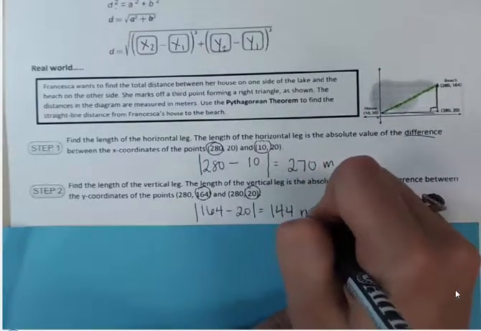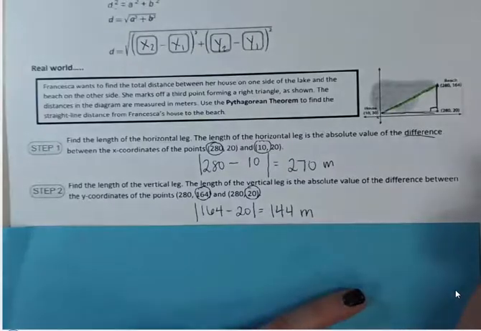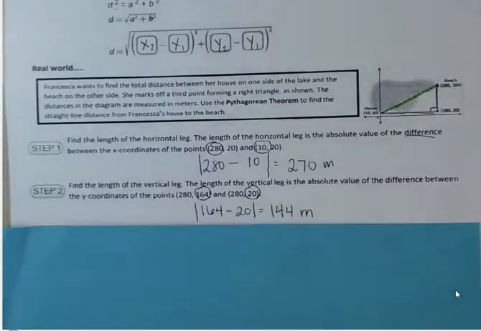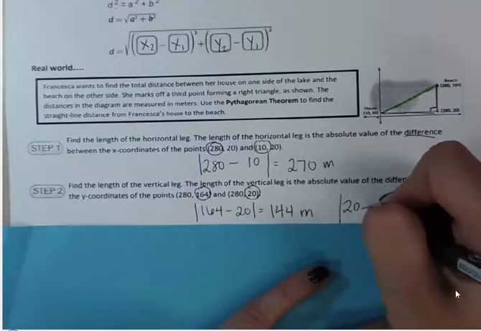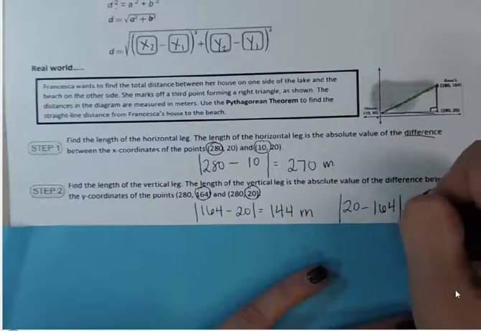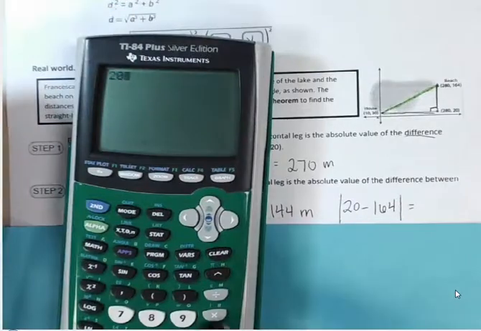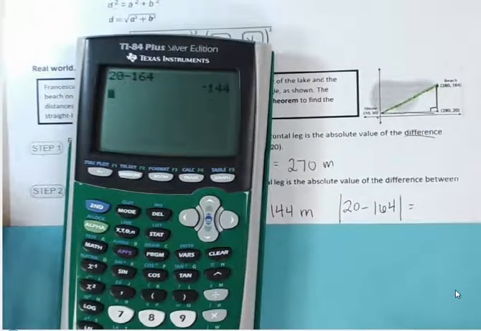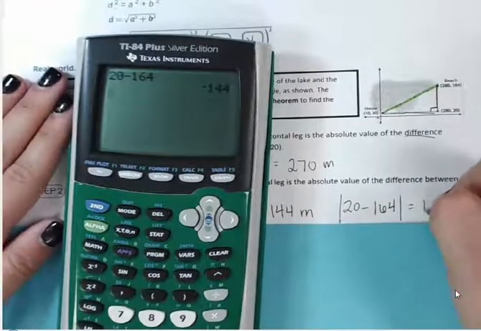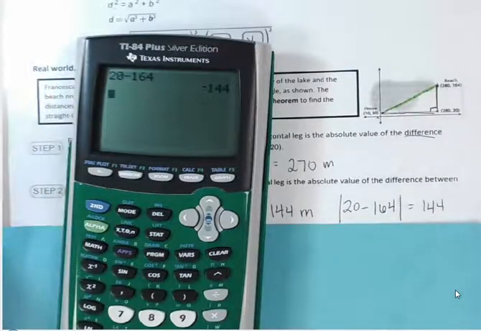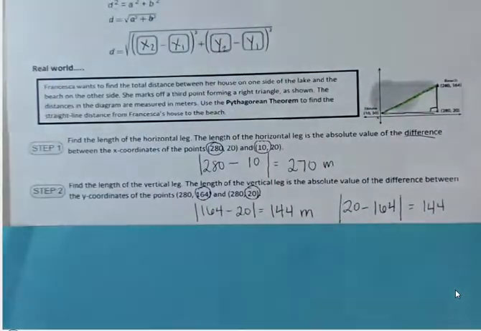Now you might be asking me, what's the point of the absolute value bars? The point of it is you can't have a negative distance. So the absolute value bars make sure that you're not having a negative distance. If you did 20 minus 164 and you didn't have the absolute value bars, that would give you a negative 144. The absolute value bars keep it positive because you can't have a negative distance. Okay, so it's the same thing.